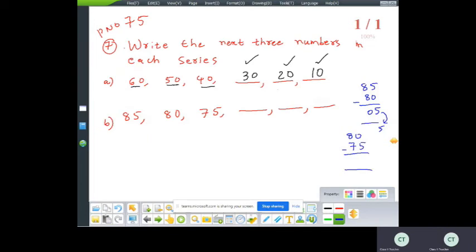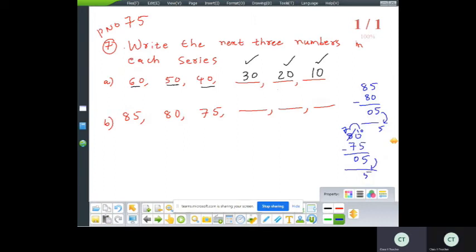We cannot take 5 from 0. This time we need to borrow 10. 10 plus 0 is 10. 10 minus 5 is 5. From 8 tenths, we take 1 tenth as borrow. 8 minus 1 is 7. Now 7 minus 7 is 0. Yes, our answer is 5.